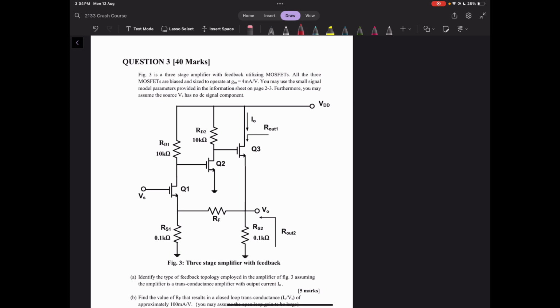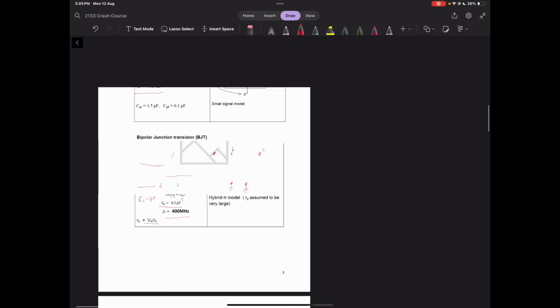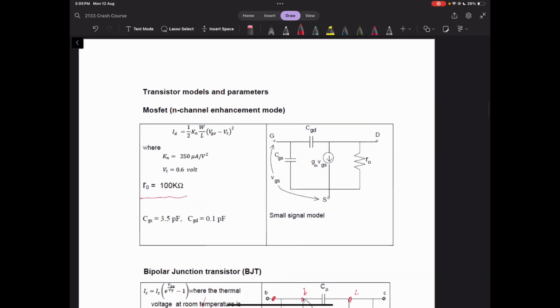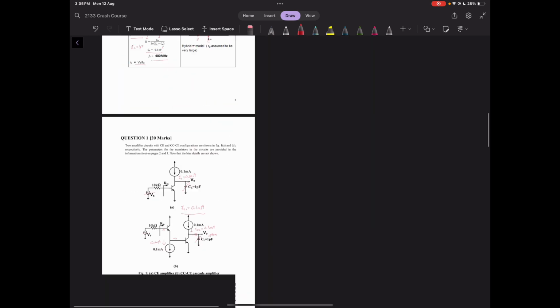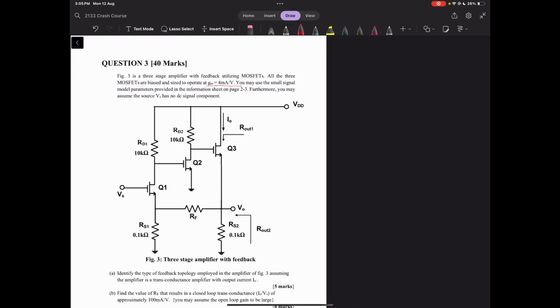So we have a 3-stage amplifier, and now we're looking at MOSFETs. Thankfully, they have given us the gm value for all the MOSFETs, and they're saying that's the same. And it's also important to note that if we go back to the formula sheet here, we actually have what r_out is equal to, which is 100k for all MOSFETs. So we don't have to do any DC analysis here to calculate our MOSFET parameters. We already have gm and we have r_out.